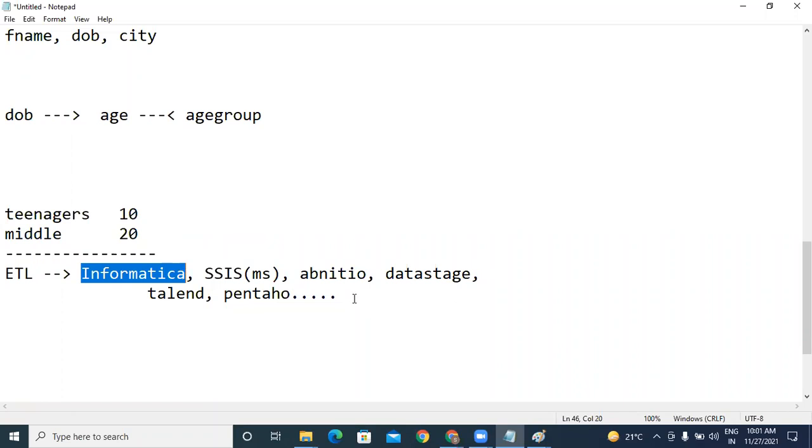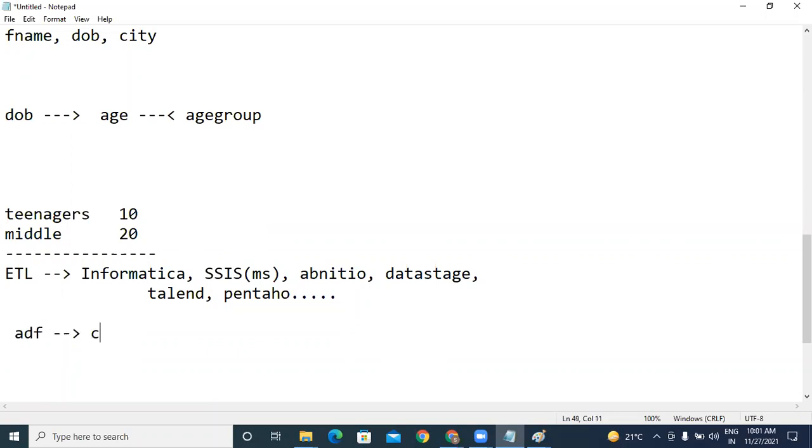Okay. But what is the importance of ADF? Already a lot of tools are popular in the market. But even though, why again special? Let's talk about only Microsoft. Microsoft has its own ETL, which is SSIS. But again, they released one more product called ADF.